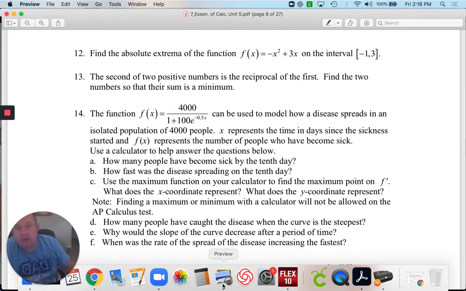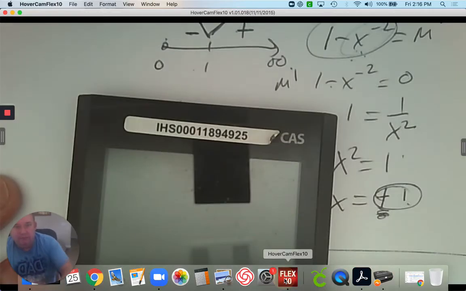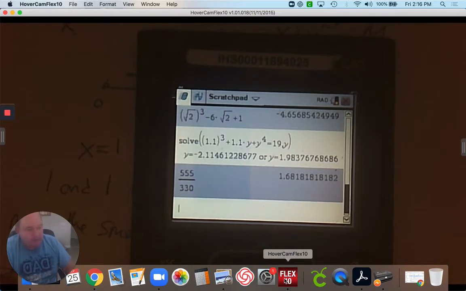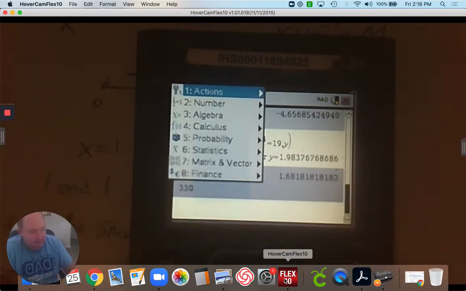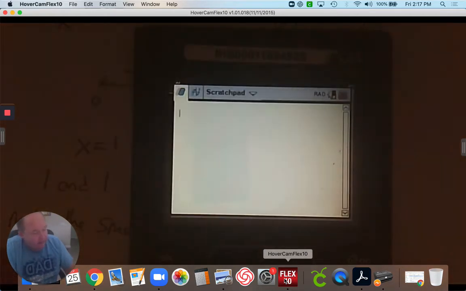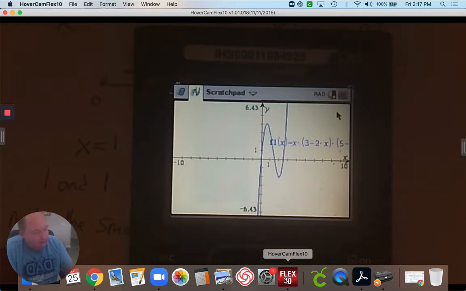So, how many people have been sick by the 10th day? How fast was the disease spreading on the 10th day? All kinds of different things. So, I'm going to use my calculator. So before I start answering those questions, let's set this up. Let's define it first. So I'm going to clear what I have. So I'm going to press menu, then actions, and then clear it all. And then I'm going to clear this as well. So go to the graph. I'm going to clear that as well.